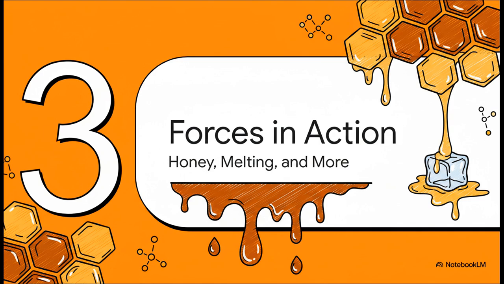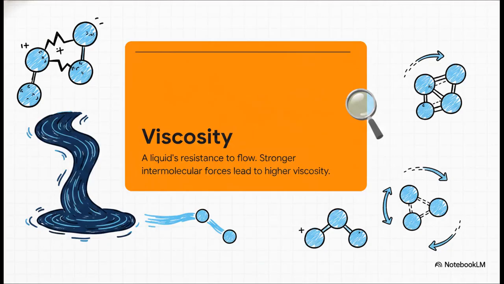Now let's use what we've learned to tackle our other questions, starting with that super slow pouring honey. And this brings us right back to that idea of viscosity. The rule of thumb is really simple. The stronger the intermolecular forces, the more the molecules cling to each other. And the more they cling together, the harder it is for them to move and flow past one another, which means you get a higher viscosity.